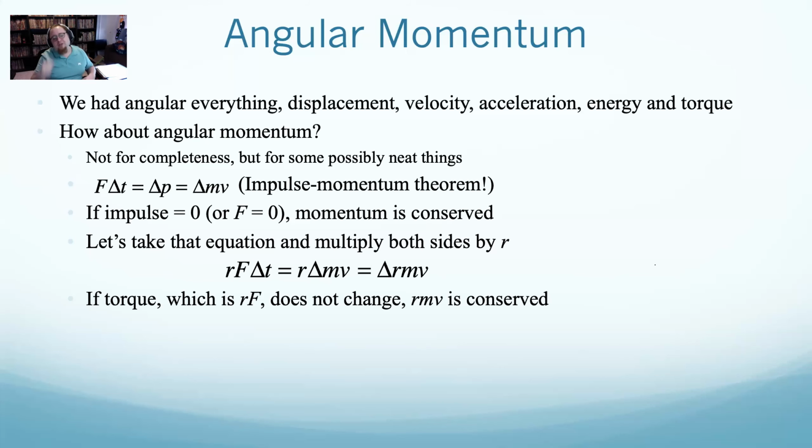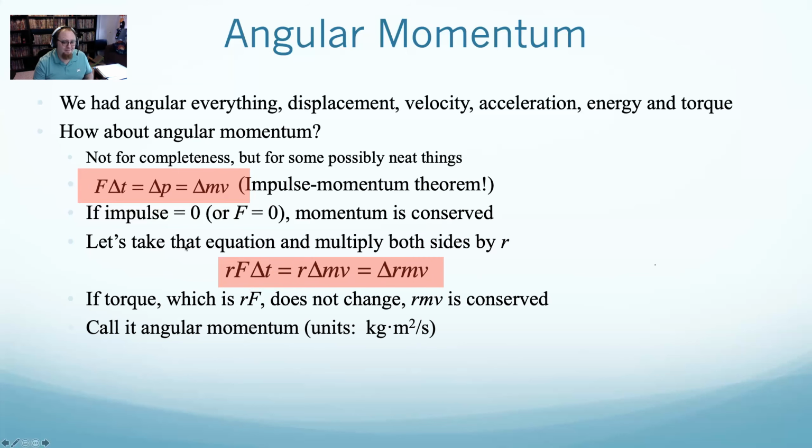And if this equation means that if impulse is 0, momentum is conserved, then this equation means that if torque is 0, r m v is conserved. And that r m v, we are going to call angular momentum. It has units of kilogram meter squared per second.